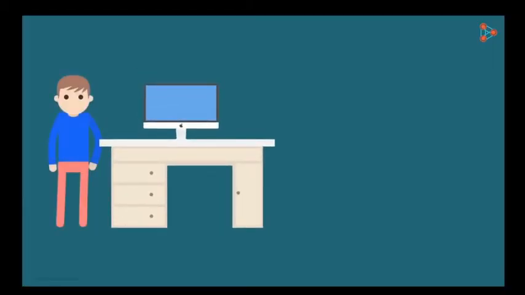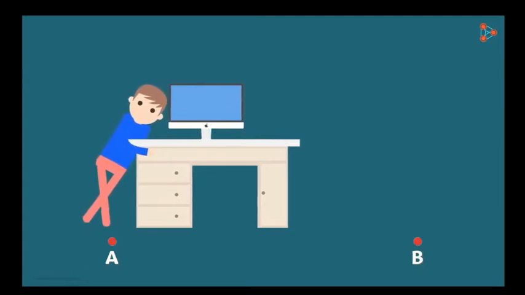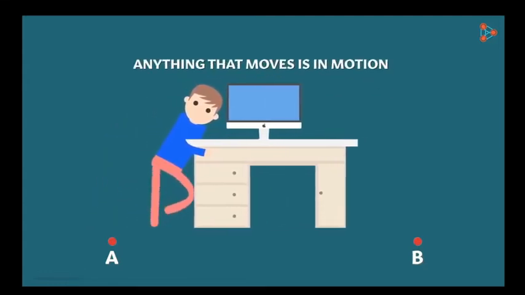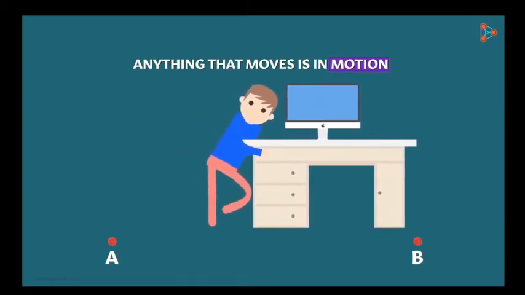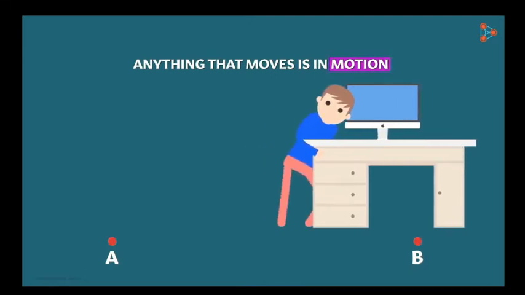Say Ben wants to move this table from point A to point B. What will he do? Yes, he will push it in the direction of point B. You see that as he pushes the table, it starts moving. Anything around us that moves, we say that it's in motion. So this table is in motion. And since Ben is also moving along with the table, he is also in motion.